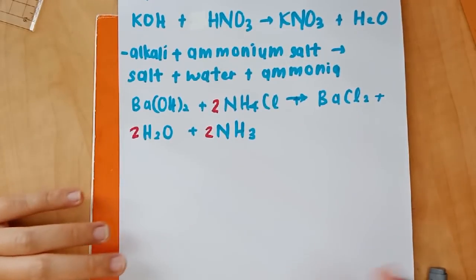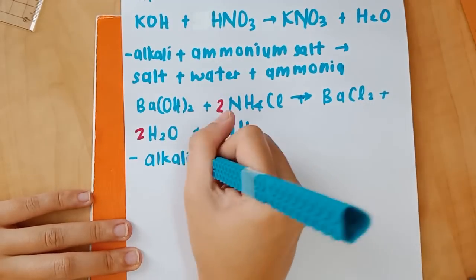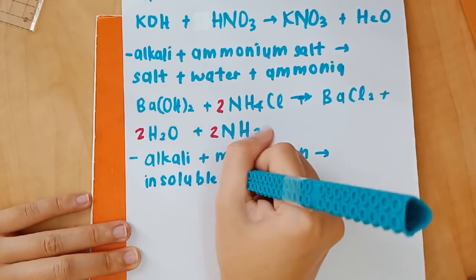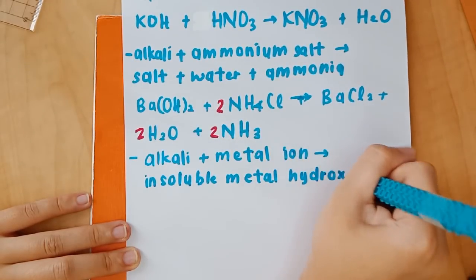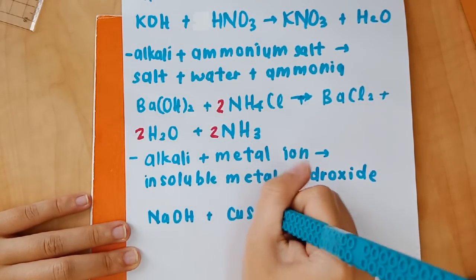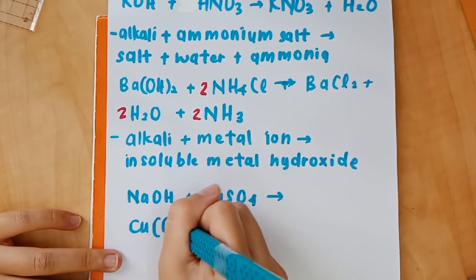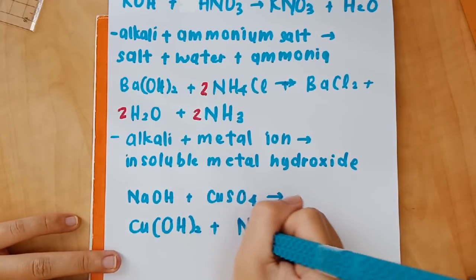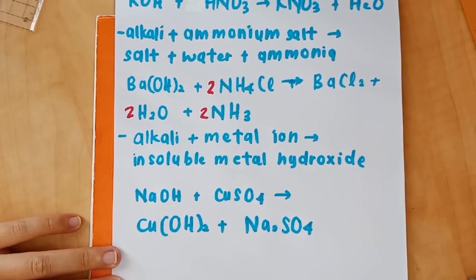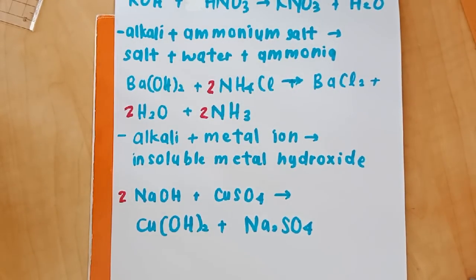The third property of alkali is that when alkali is added to metal ion, an insoluble metal hydroxide will be formed. So the alkali that I use here is NaOH, and the metal ion is Cu2+, but we're using CuSO4. So that is why you'll be obtaining two products, Cu(OH)2, and you get Na2SO4 as well. So the basis of anything is still the cross method. So the cross method is super important still, along with the chemical reactions of everything.